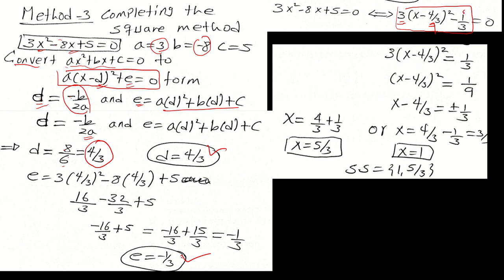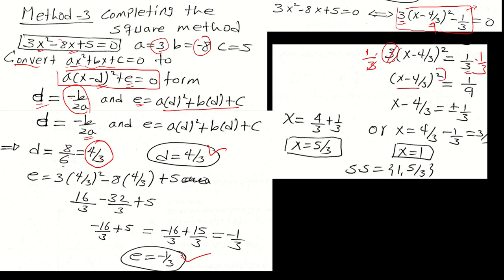First, we have to shift this negative 1 over 3 to the right side. When you shift it, the negative will be positive 1 over 3. And then how to get rid of this 3? I need to multiply by 1/3 both sides. When I multiply, these 3 cut out, and x minus 4 over 3, the whole square remains here. To the other side, 1/3 times 1/3 will be 1 over 9.